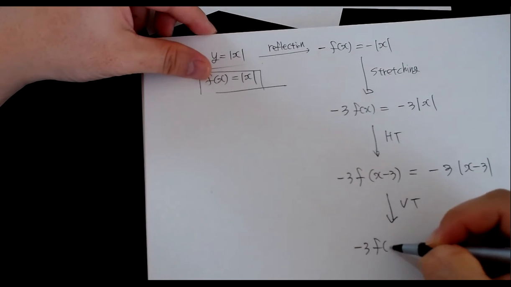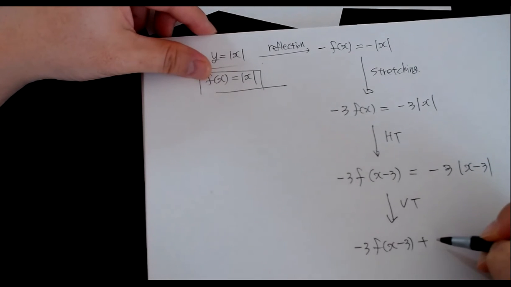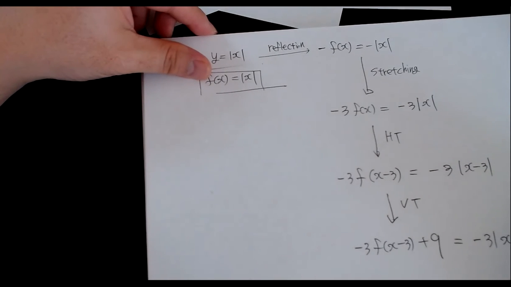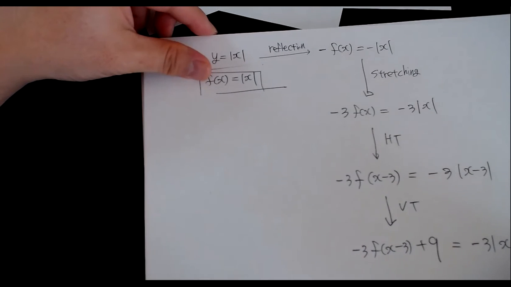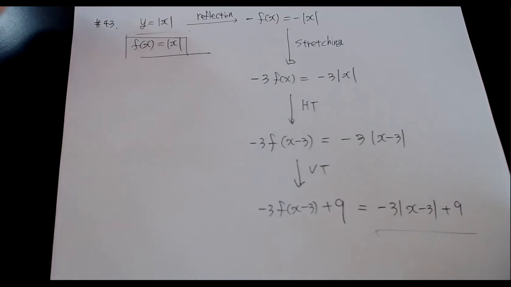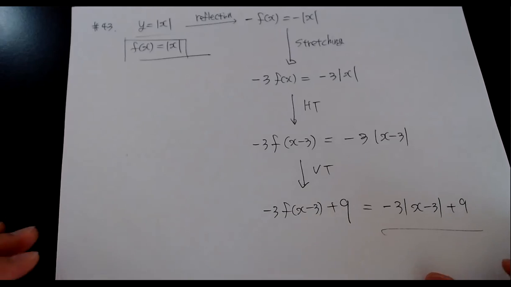Negative 3 times f of x minus 3 plus upward 9 units, plus 9, which is negative 3 times absolute value of x minus 3 plus 9. Okay. So let's figure out the graph of this one.